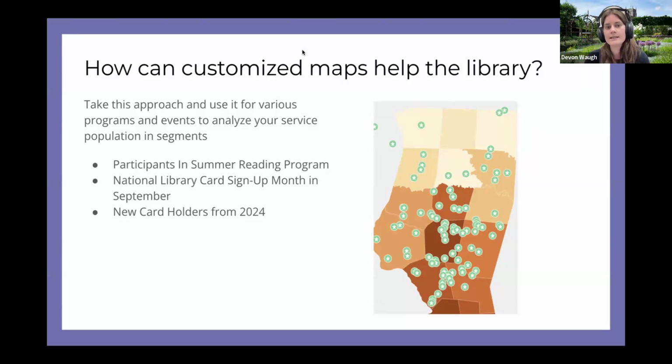Or you could take a segment like signups from National Library Card Sign Up Month in September, and just look at where those signups came from, and create a custom map for that. So it really allows you to visualize where your new patrons, or new card holders from 2024, are coming from. So that's one thing that you can do.